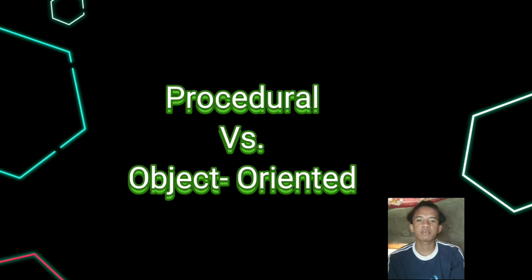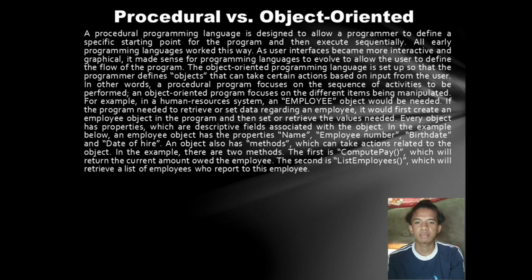Procedural versus object-oriented. A procedural programming language is designed to allow a programmer to define a specific starting point for the program and then execute sequentially. All early programming languages work this way.